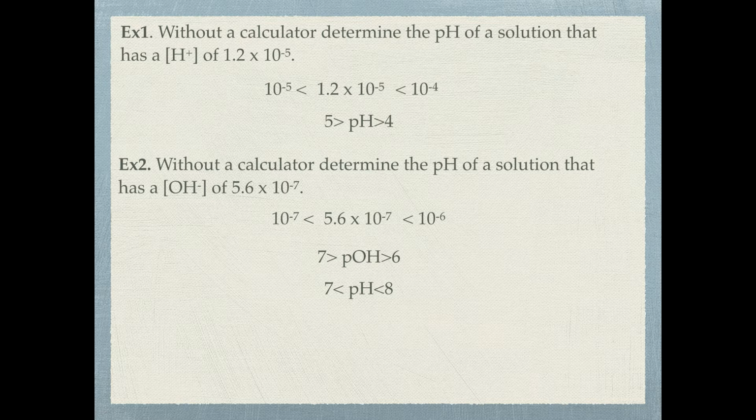Okay, and just to double check, I plugged these into my calculator. For the first one, the exact pH is 4.92. And for the second one, my pH is 7.74. Okay, so you can do mental math and determine approximately what the pH would be. That's going to become useful throughout the rest of this big idea.